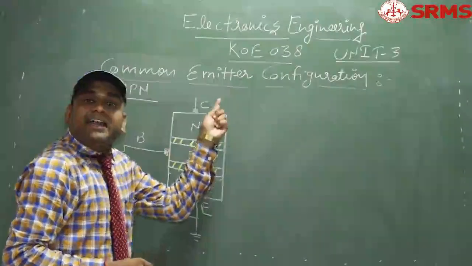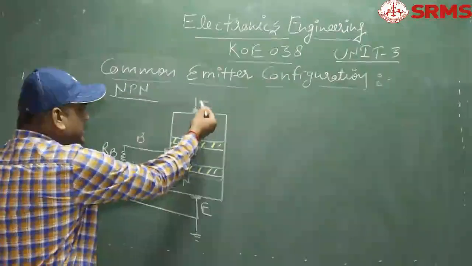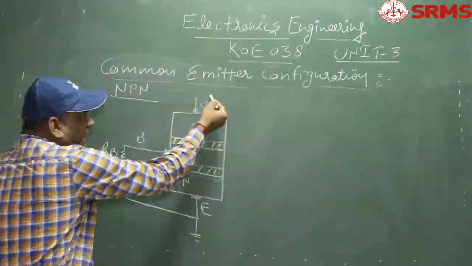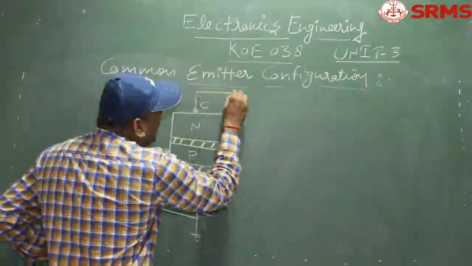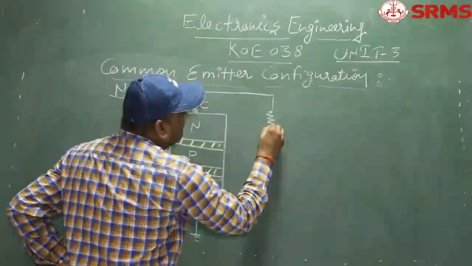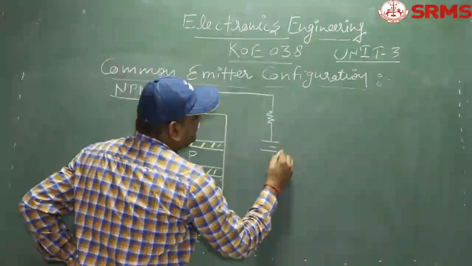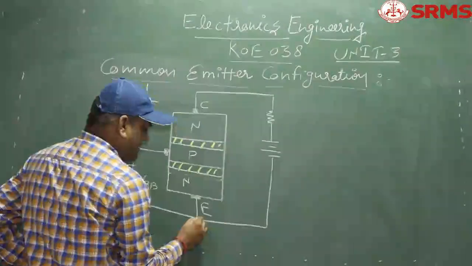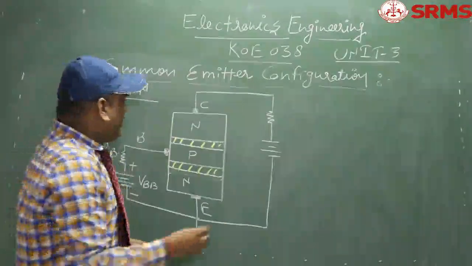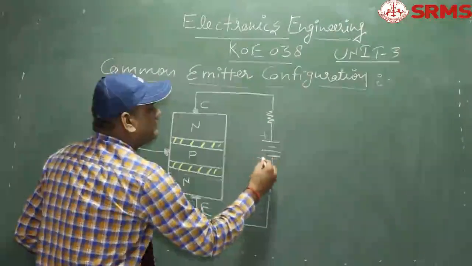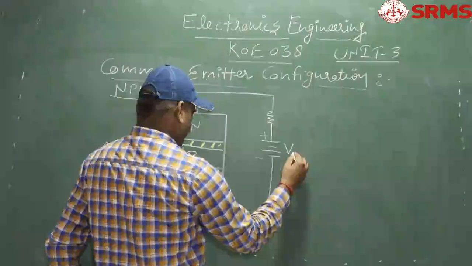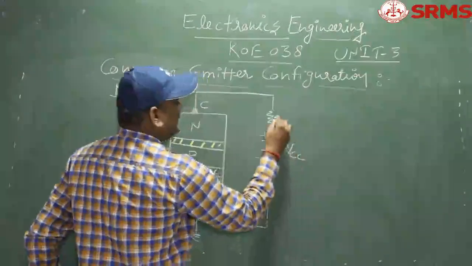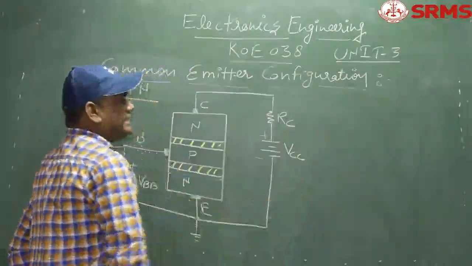Similarly, as far as collector is concerned, collector with respect to the emitter, as you can see, this is N region, and the collector base junction must be reverse bias. This is collector and this is your base. Collector base junction must be reverse bias. So you have to apply positive supply over here with respect to the emitter terminal. So here N is positive with respect to the emitter terminal.